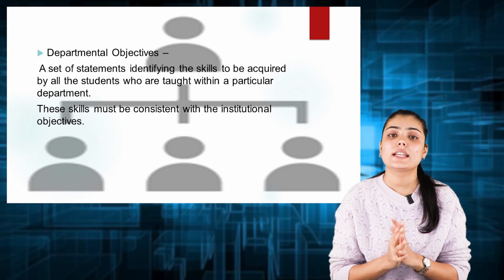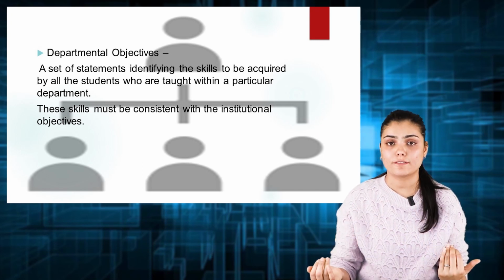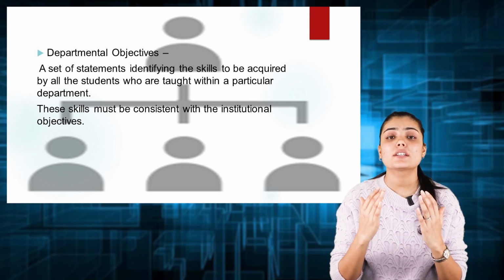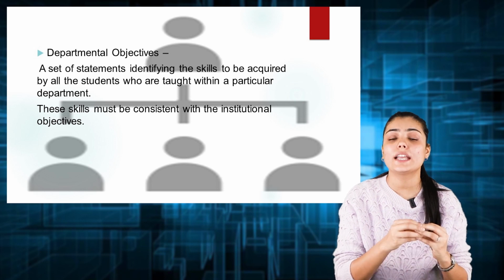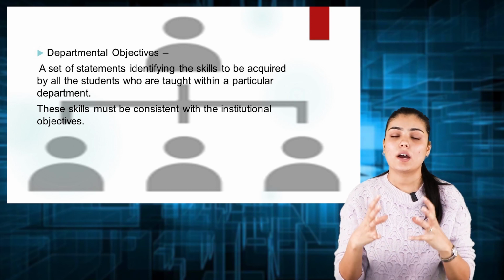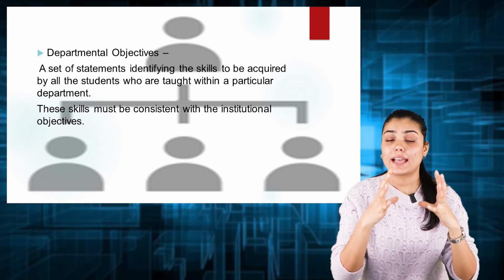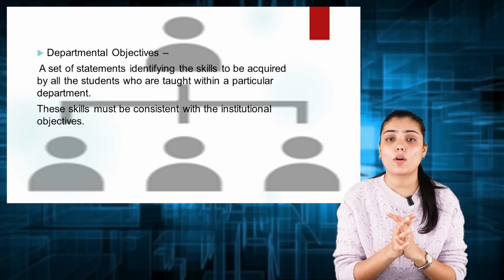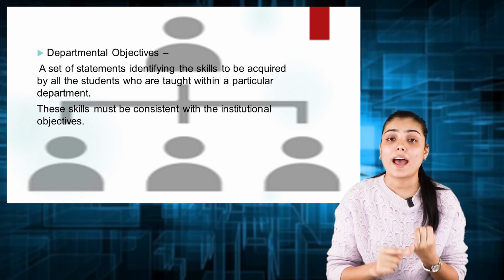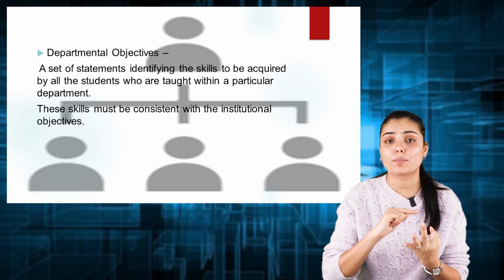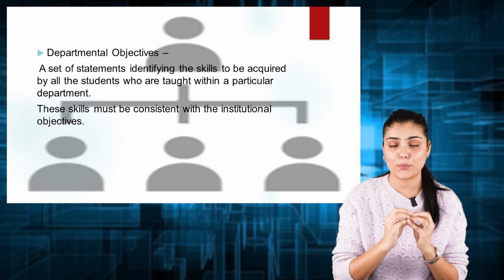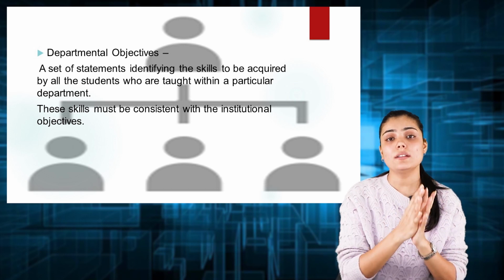All right. And the next one is departmental objective. So departmental objectives are also a set of statements identifying the skills that will be acquired by the individual who is taught within a particular department. Now, as we join BSc Nursing, as I said, right, an institutional objective will be there. By the end of 4 years, we will develop an individual who is able to have critical thinking, make proper decisions, provide competent nursing care, and work as a social worker in the society, right? Now, that is institutional objective.